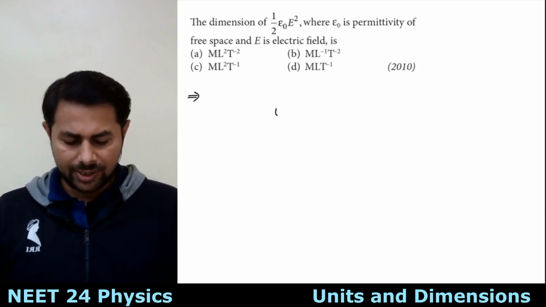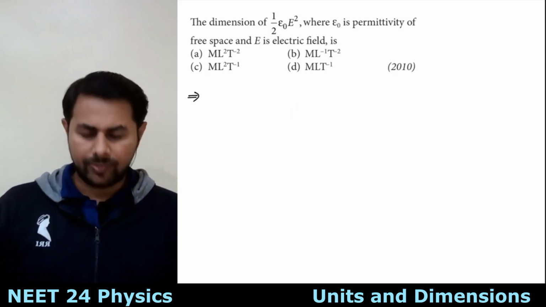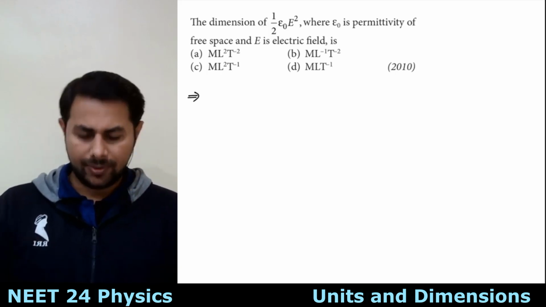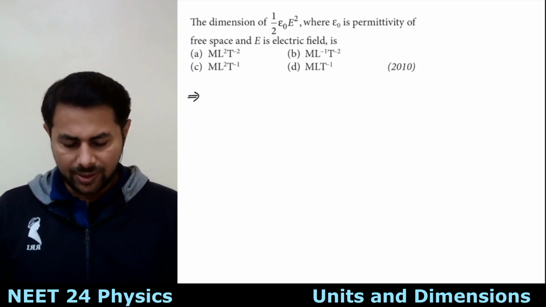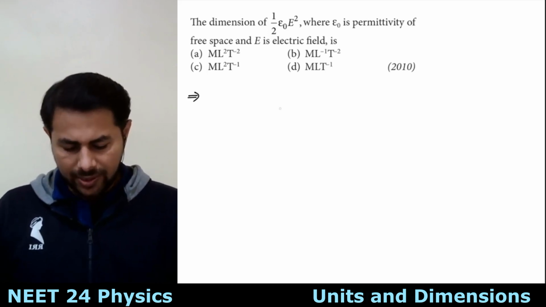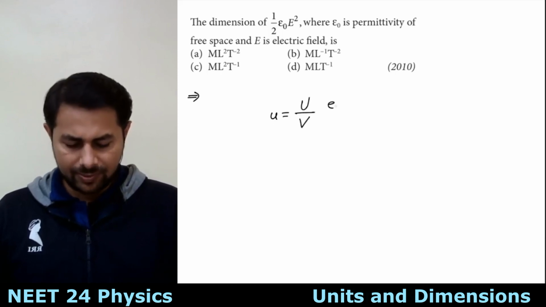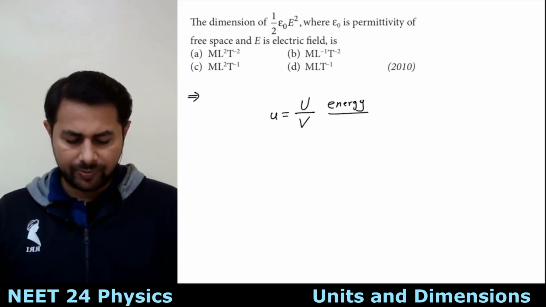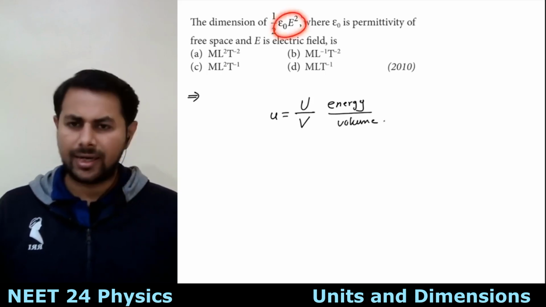This is also energy density. If you find out energy per unit volume of a conductor which is being charged, or a capacitor which is being charged, then it comes out to be equal to U by V, where U is energy and V is volume. So this is also a direct formula.